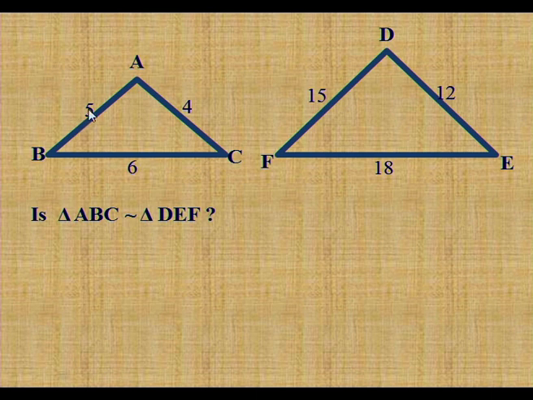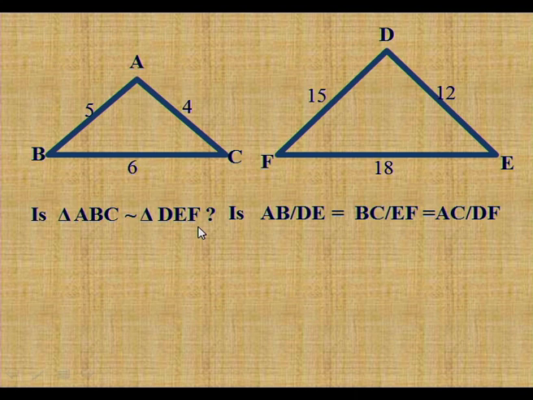My dear children, see, 5, 6, 4 and 15, 18, 12, okay. As far as the lengths are concerned, they look similar, but are they? Is ABC similar to DEF? AB by DE is equal to BC by EF is equal to AC by DF. I said at the beginning, to check the similarity of triangles, what do we have to do? Either they are equiangular or their corresponding sides should be proportional. Let us observe, because we were asked to find whether ABC is similar to DEF.